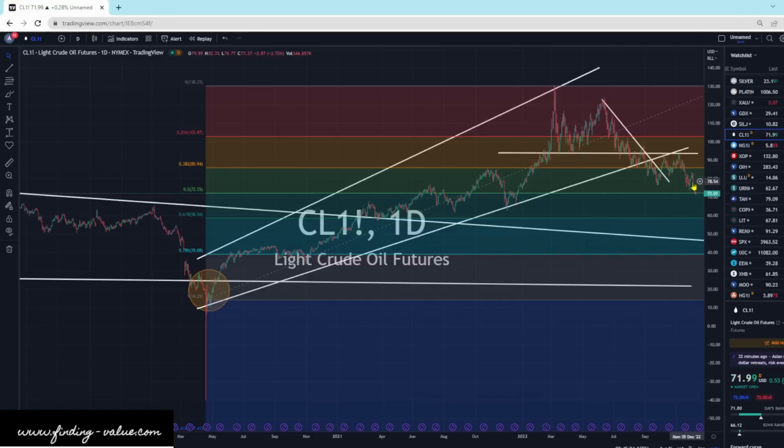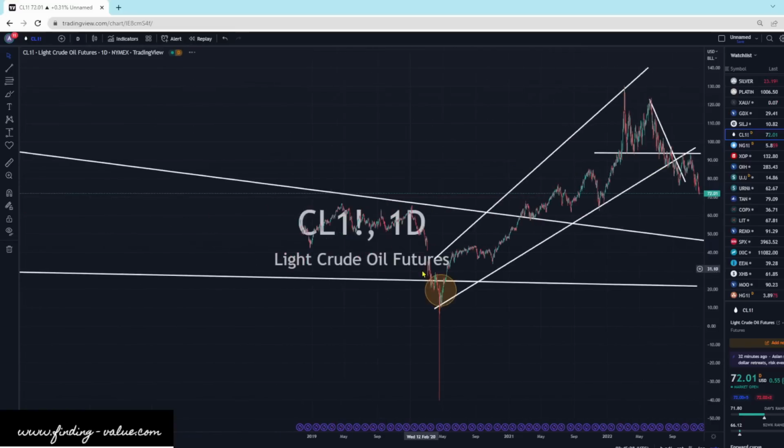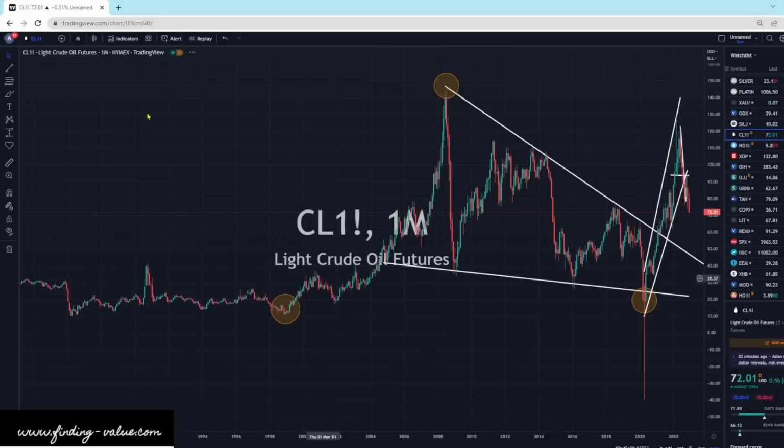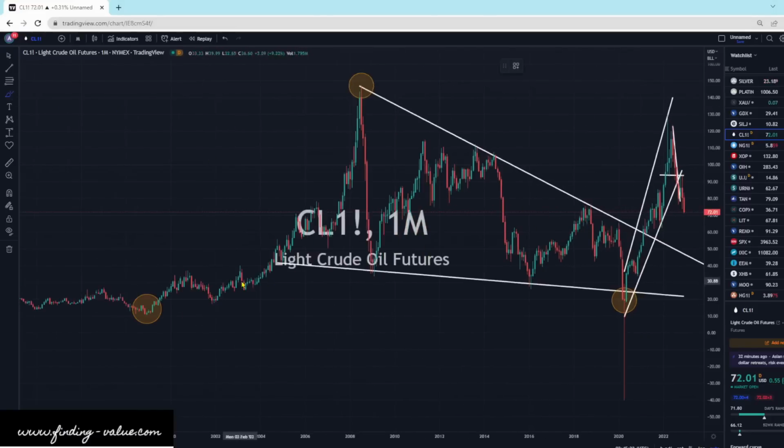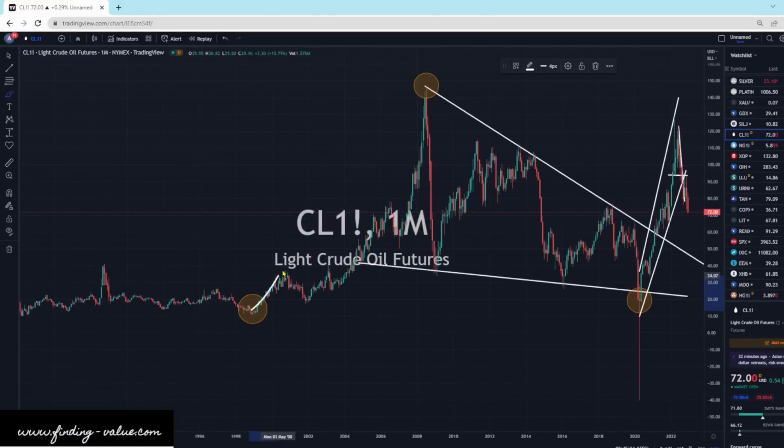Now, in my opinion, this is a bear trap in crude oil. If we were to look at this from a big picture view, I think that this move here, there's your first bear trap. This one here is going to be your first bear trap. And I'm still ultra bullish on oil and ultra bullish on commodities in general.